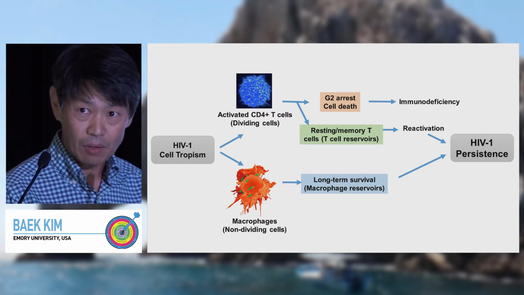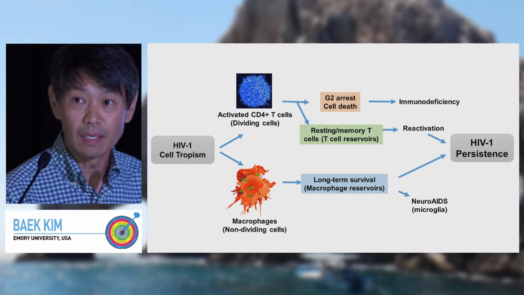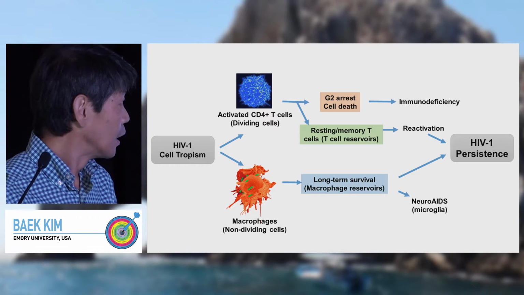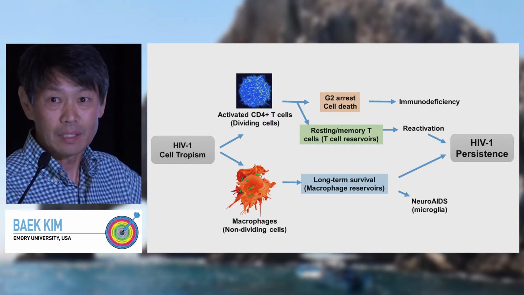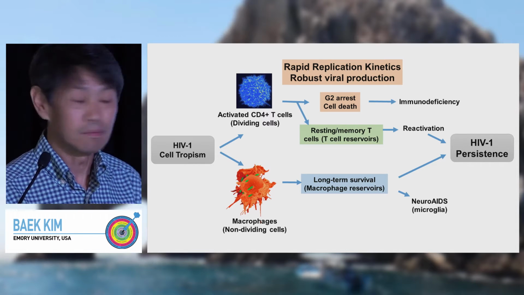Tissue macrophages, such as the brain macrophage, microglia, also cause a very complicated problem in HIV patients called neuroAIDS. So the cell biology outcome is opposite. One dies quickly, one lives long, and the virology outcome is also different.